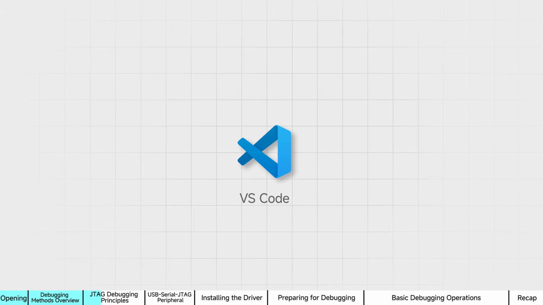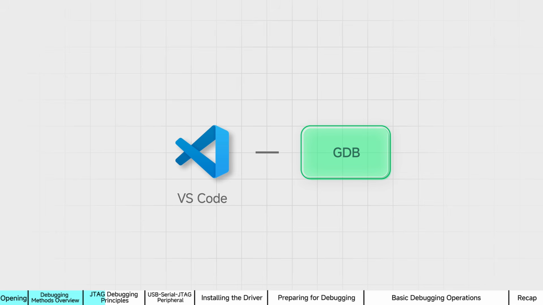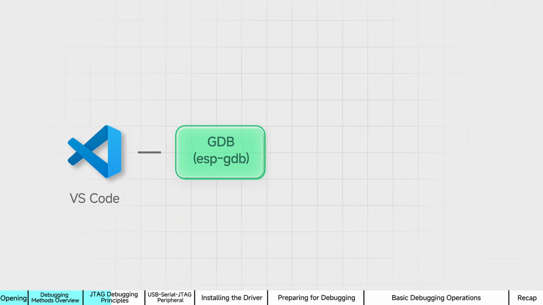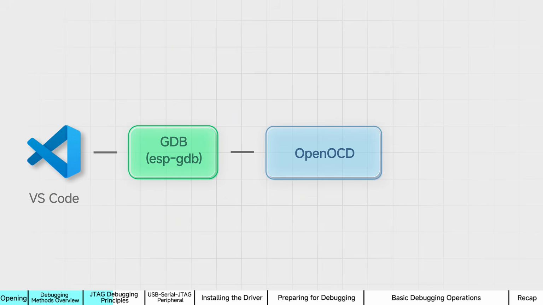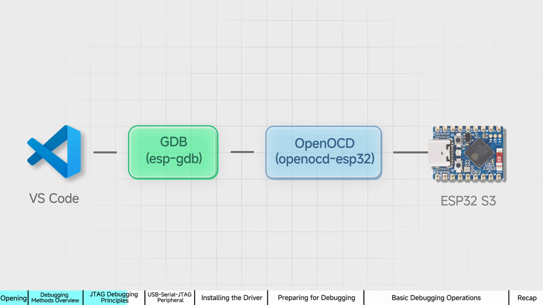In the ESP-IDF development environment, this all happens through a chain of tools working together. First, you start debugging from VS Code, which invokes the GDB debugger client, a special version called esp-gdb, optimized for Espressif chips. The GDB client then talks to the OpenOCD server. OpenOCD, or Open On-Chip Debugger, is an open-source tool that bridges the debugger and the hardware. We use the OpenOCD ESP32 branch from Espressif, which adds support for newer ESP chips more quickly. Finally, OpenOCD connects to the ESP chip through the JTAG interface.